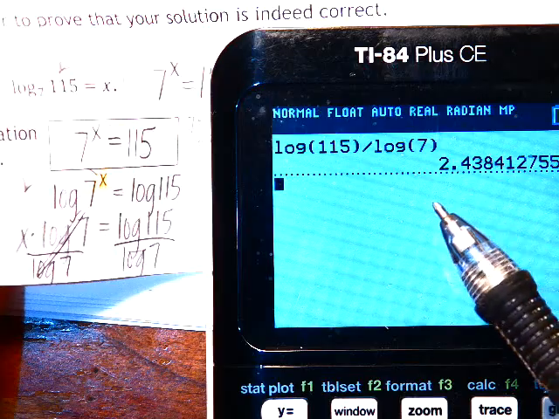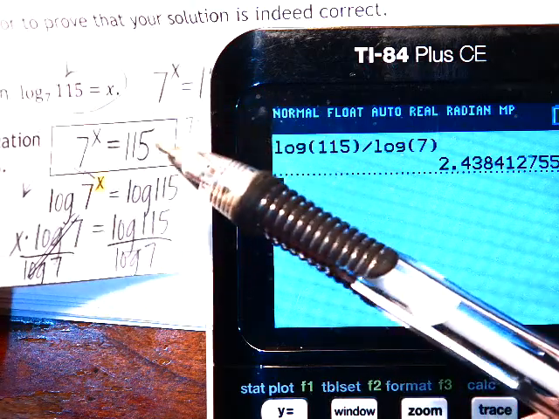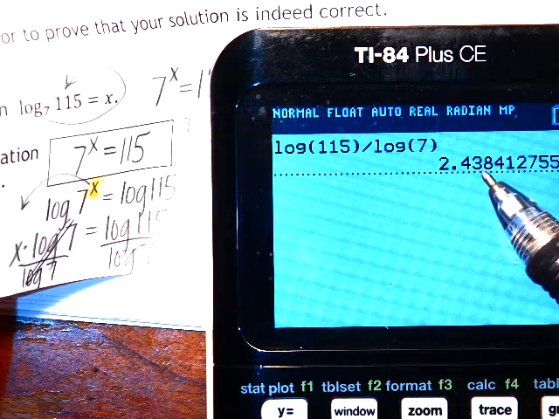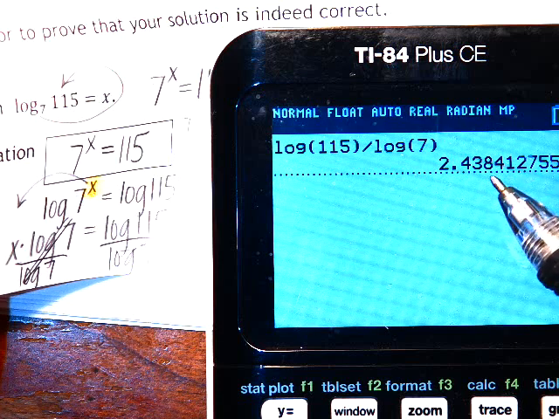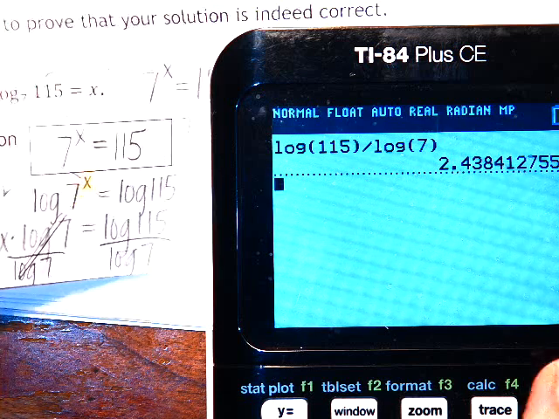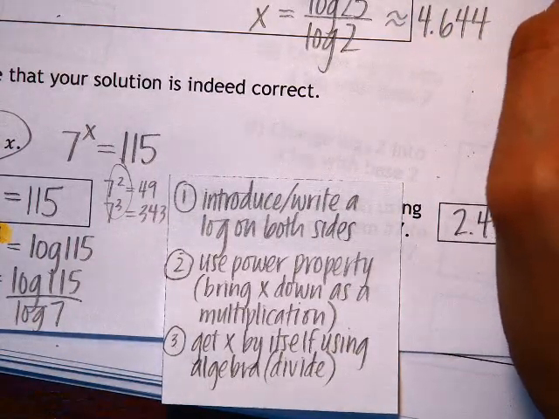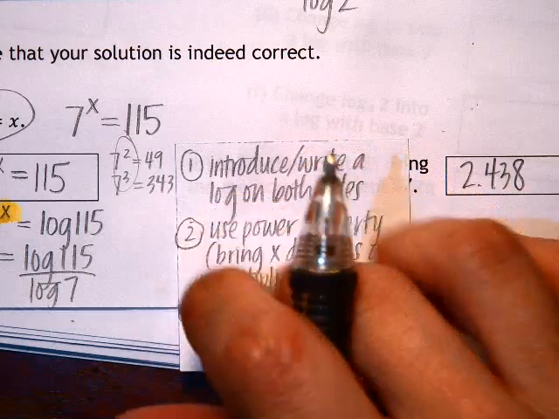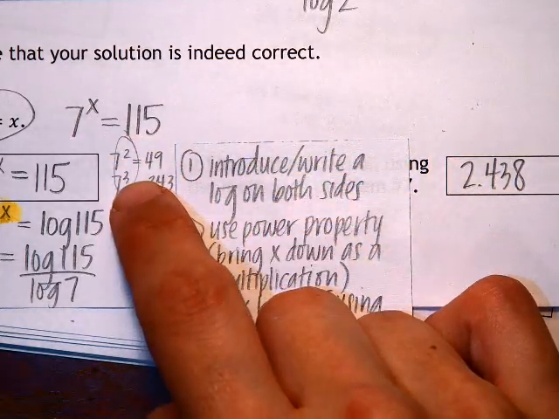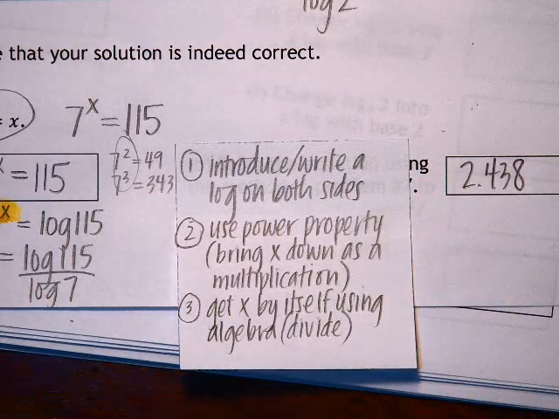It's almost always going to be a decimal, which we knew because 7 was not really a factor of 115 anyway, so we're expecting this to be a weird answer. And you can usually round it to about 2 or 3 decimal places. I stick with 3 because that's the AP convention. 2.438 looks like our decimal. 2.438 also happens to feel right because I look back at the little scratch work I did. I was expecting a number between 2 and 3, and 2.438 is definitely a number between 2 and 3.